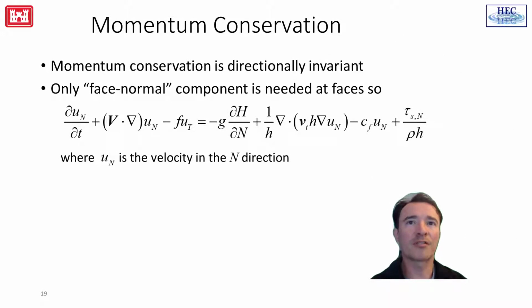Because momentum conservation is directionally invariant, we can simplify things and only solve the momentum equation in the direction that is needed, and that is the face normal direction. The tangential velocities could be solved with a momentum equation just like the face normal velocities. However, it is much more efficient to reconstruct them from the face normal velocities.